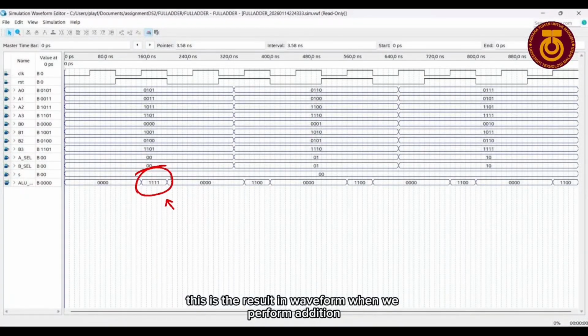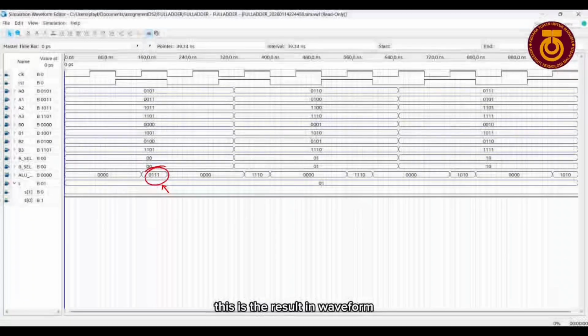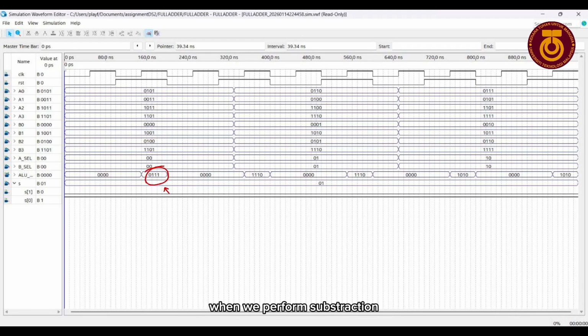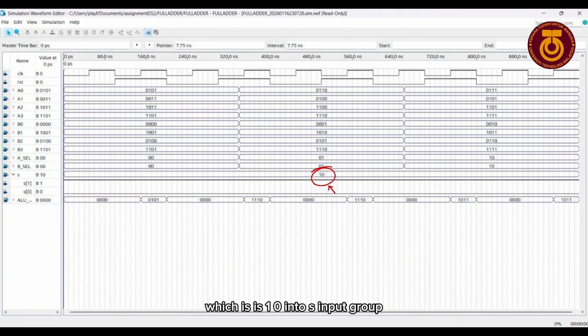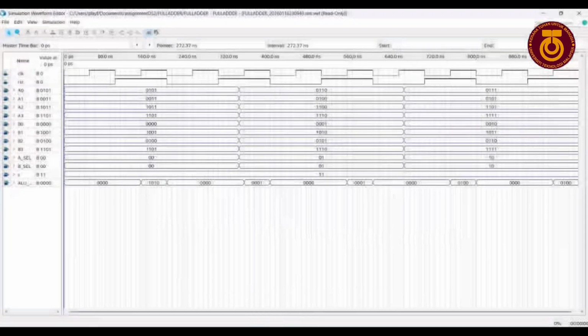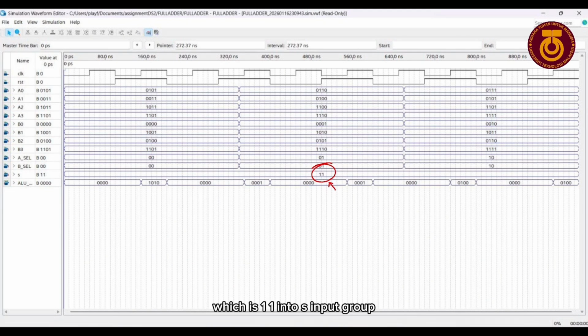This is the result in waveform when we perform addition, which is 0, 0 into the S input group. This is the result in waveform when we perform subtraction, which is 0, 1 into the S input group. This is the result in waveform when we perform XOR, which is 1, 0 into the S input group. This is the result in waveform when we perform XNOR, which is 1, 1 into the S input group.